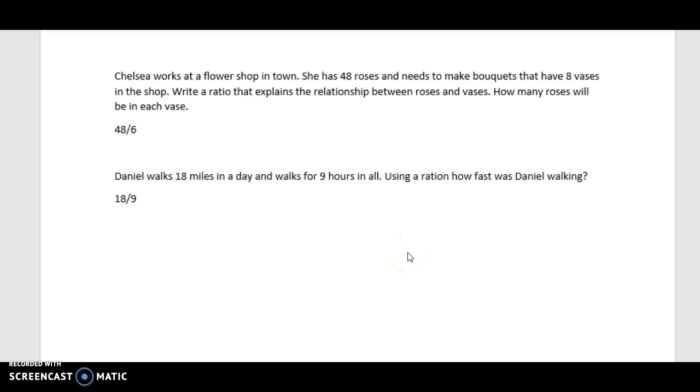It says, so for that first problem, that Chelsea working at a flower shop problem, I didn't actually include units, which is a big no-no, so don't do that. Per vase. And let's write this one in a different one. It's 18 to 9, speaking in miles per hour.